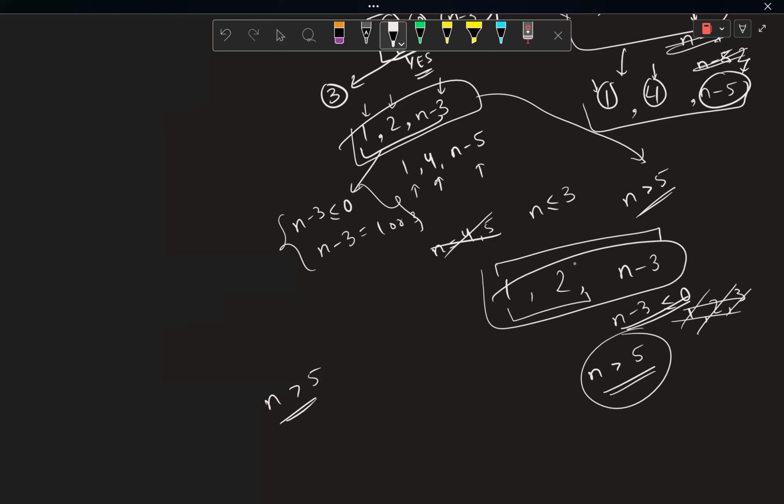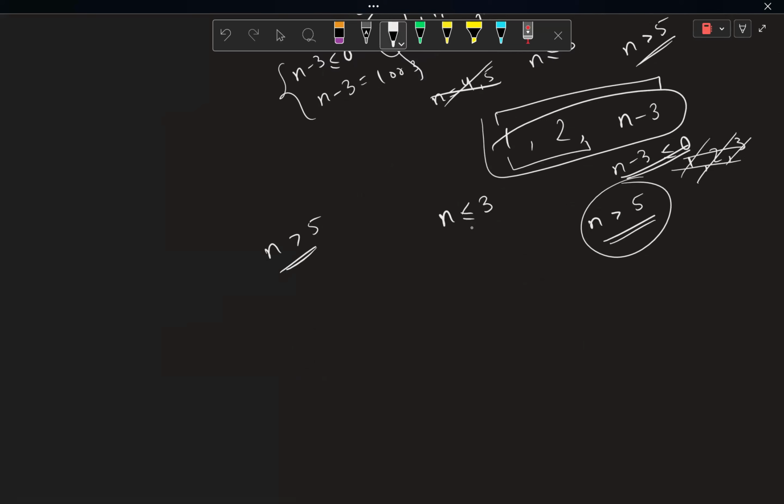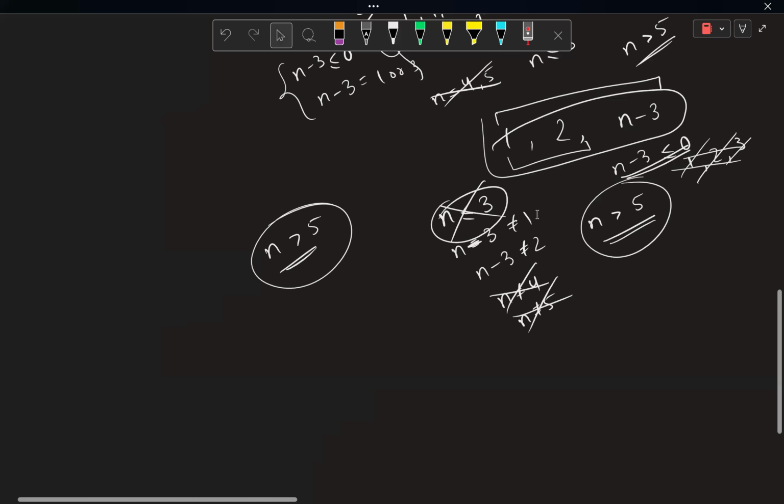I just got it because I knew that n cannot be less than or equal to 3. I got it because I know that I have to keep them positive. And I got it that n minus 3 cannot be equal to 1, and n minus 3 cannot be equal to 2. So n cannot be equal to 4, and n cannot be equal to 5. It cannot be equal to these elements. So it will be true for all the values greater than 5.